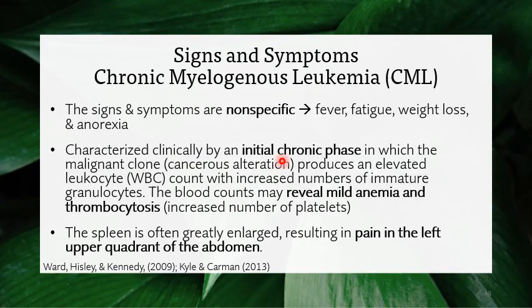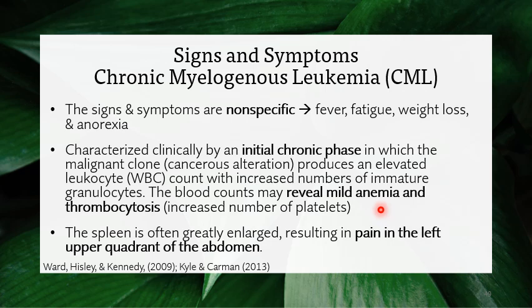The signs and symptoms are non-specific, but patients present with fever, fatigue, weight loss, and anorexia. We have the initial chronic phase, where we have the malignant clone, the cancerous alterations of the blood cells, and an elevated leukocyte count with increased numbers of immature granulocytes. The CBC also reveals mild anemia and thrombocytosis, meaning an increased number of platelets.